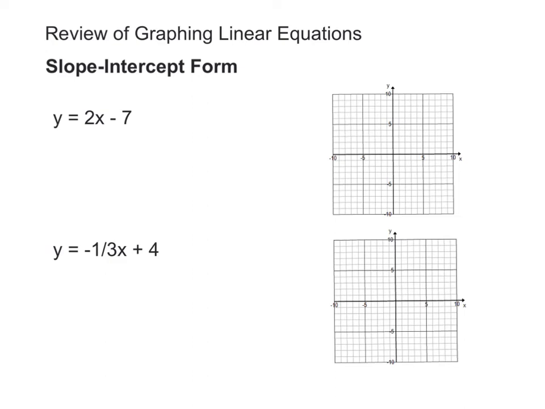Okay, here's a quick review of graphing linear equations, and we're going to do all three forms. So this first slide is slope-intercept form. When you see an equation that looks like this one, y equals 2x minus 7, and this one here, y equals negative 1/3 x plus 4, we are in slope-intercept form.